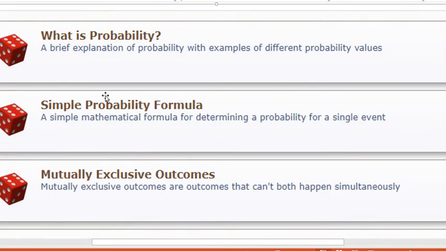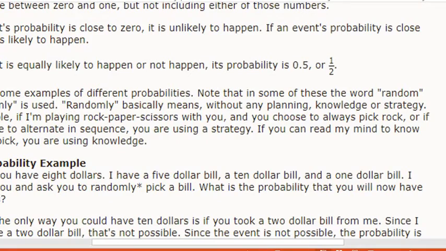First, I want to know what is probability. I will give you a brief explanation of probability with examples of different probability values, and a simple mathematical formula for determining a probability for a single event. Mutually exclusive outcomes, or outcomes that can't both happen simultaneously, is another lesson. Okay, let's start.